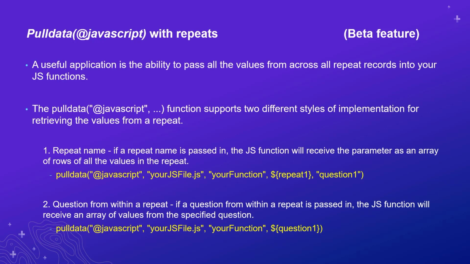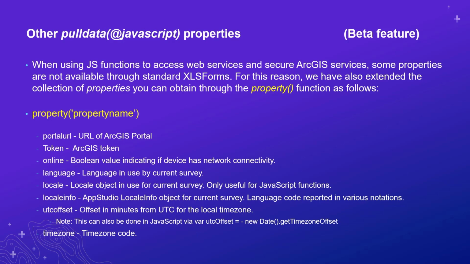When using JavaScript functions to access web services and secure ArcGIS services, some properties are not available through the standard XLSForm syntax. For this reason, we have extended the collection of properties you can obtain using the property function inside your JavaScript function. This allows you to use important information to further enhance your JavaScript functions.